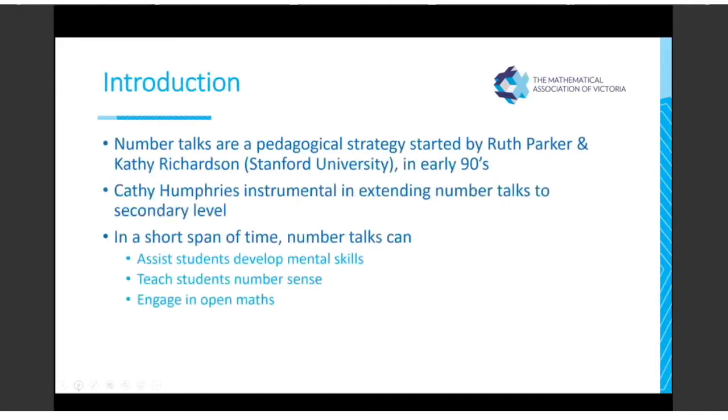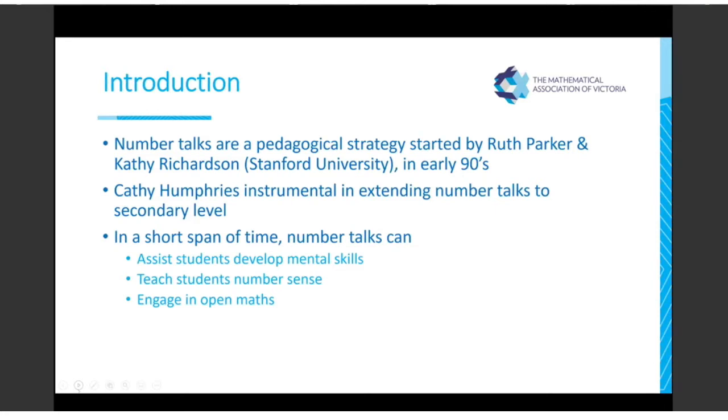So what are number talks? Basically they're a pedagogical strategy that was first started by Ruth Parker and Kathy Richardson out at Stanford University in the early 1990s. Since then, Kathy Humphries has been instrumental in extending number talks to secondary level. We know that a number of our primary colleagues have been using it for a while, but it has been extended to secondary, and they also now use it with a lot of the teacher education students there.